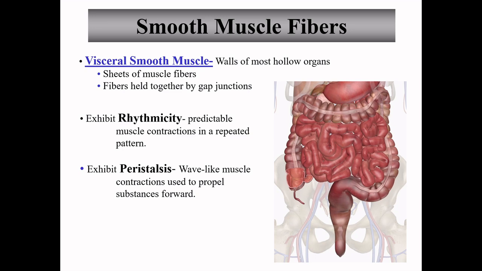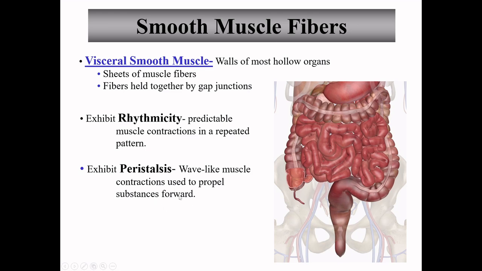But the big thing I need you to know about visceral smooth muscle is it exhibits both rhythmicity and peristalsis. Rhythmicity is predictable muscle contractions in a repeating pattern. Like your heart has that bump, bump, bump, that heartbeat. That is a rhythmic contraction because it's a repeating, predictable pattern that we can associate with our heart. We also have that in some of our visceral smooth muscle, specifically when it comes to our organs. So we've got rhythmicity, and then peristalsis is a wave-like muscle contraction that we use to propel substances forward.